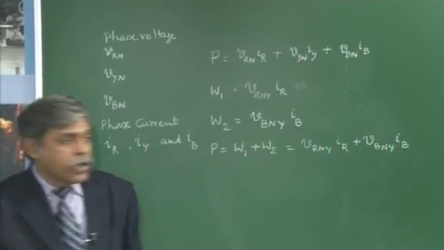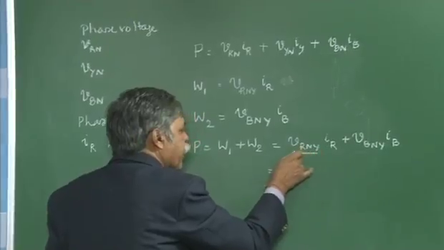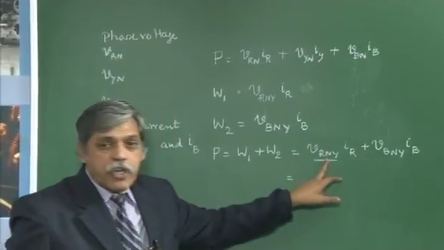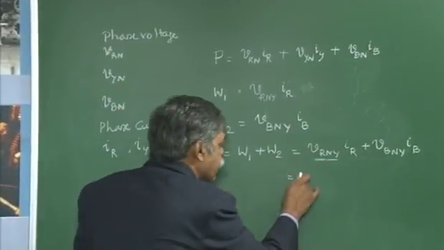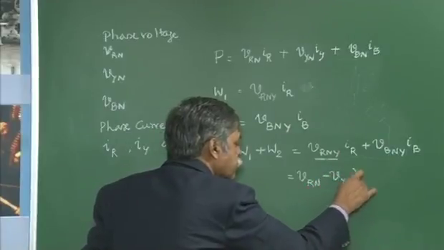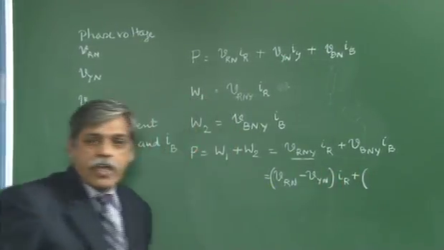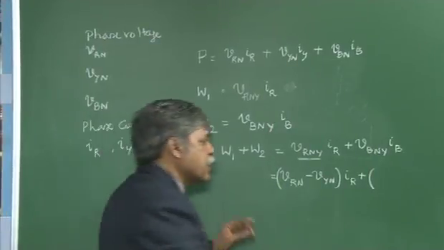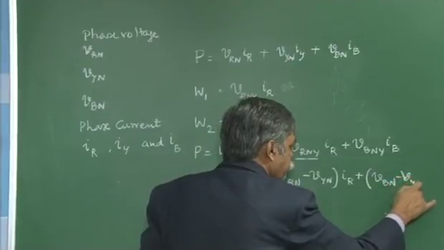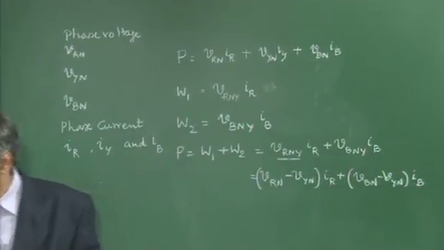Then I expand this. Actually, this is the voltage between the R and Y terminals, and I have taken the phase voltages. So the voltage VRY I can write as VRN minus VYN, multiplied by IR, plus VBY, which I can write as VBN minus VYN, multiplied by IB.